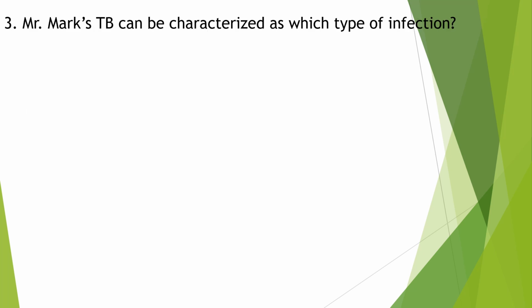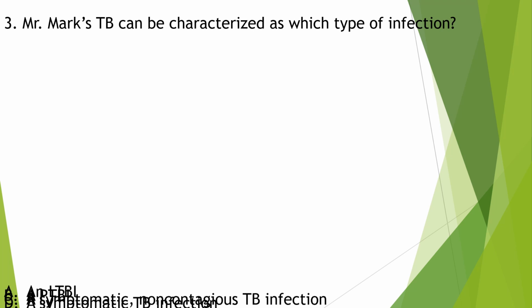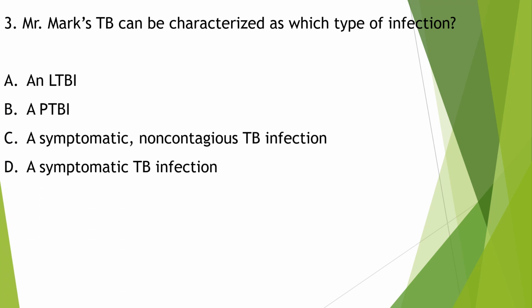Mr. Mark's TB can be characterized as which type of infection? Is it an LTBI, latent tuberculosis infection, or PTBI, that is the primary tuberculosis infection, or a symptomatic non-contagious TB infection, or a symptomatic TB infection? So here you know that Mark had a symptomatic TB infection, as evidenced by his productive cough, fever, fatigue. So that shows the patient had symptomatic TB infection.